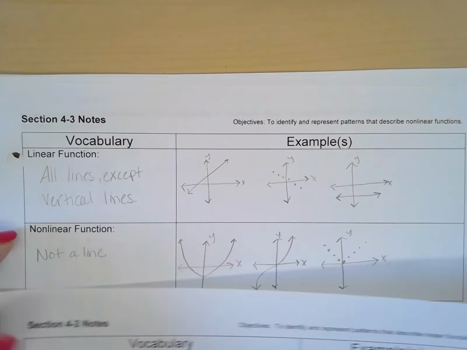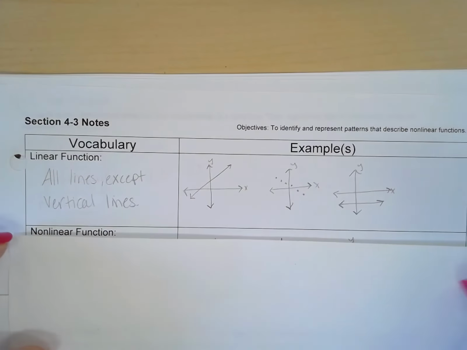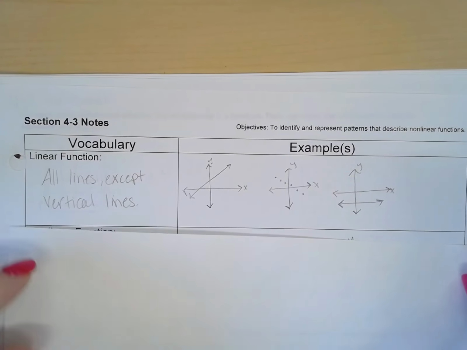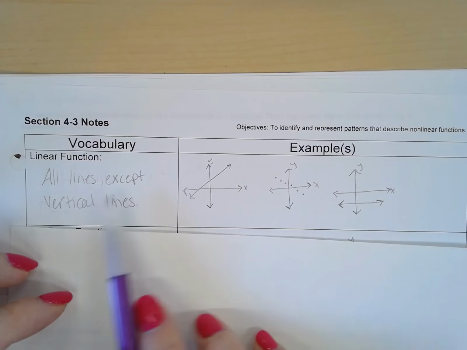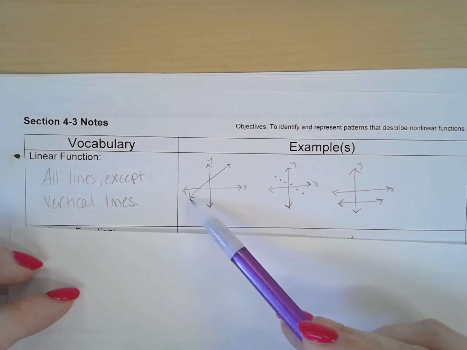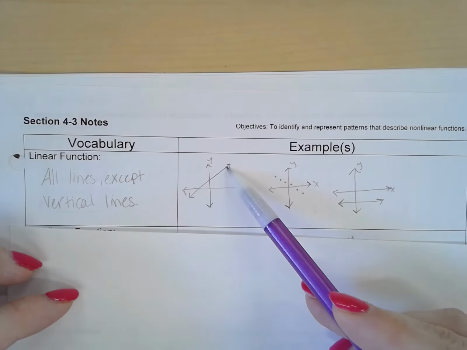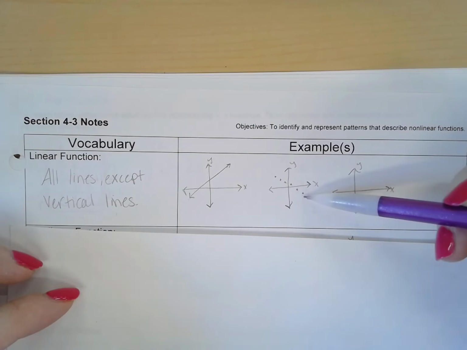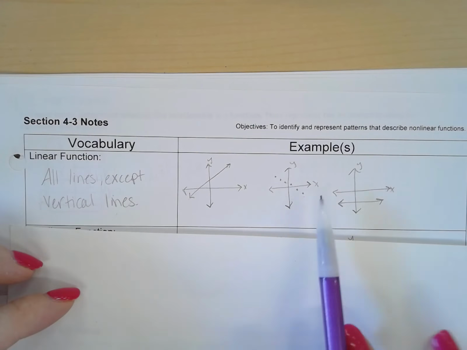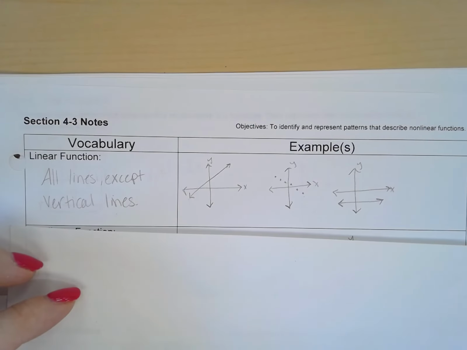The next couple of vocab problems are linear functions and nonlinear functions. A linear function are all lines except vertical lines. So you can have slanted lines. They don't even have to be connected. You can have dots that form a line, or they can be horizontal lines. They're any line that isn't a vertical line.